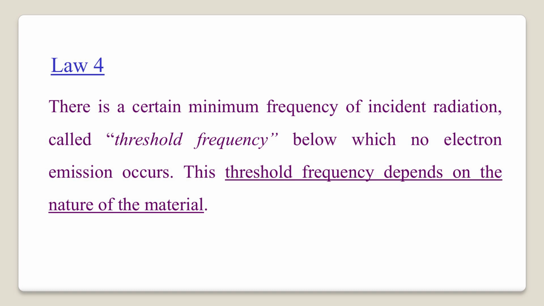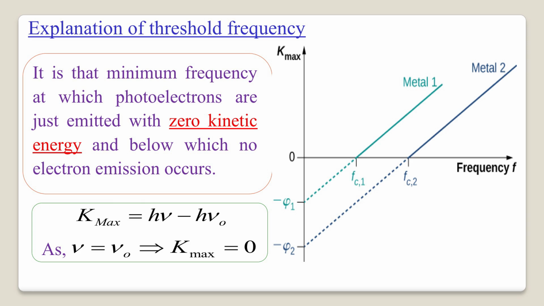Now, let us come to law 4 of the photoelectric effect. There is a certain minimum frequency of incident radiation called the threshold frequency, below which no emission occurs, and this threshold frequency depends on the nature of the material. It is a constant for a metal and it does not change. The threshold frequency is the minimum frequency at which photoelectrons are just emitted with zero kinetic energy, and below which no electron emission occurs.